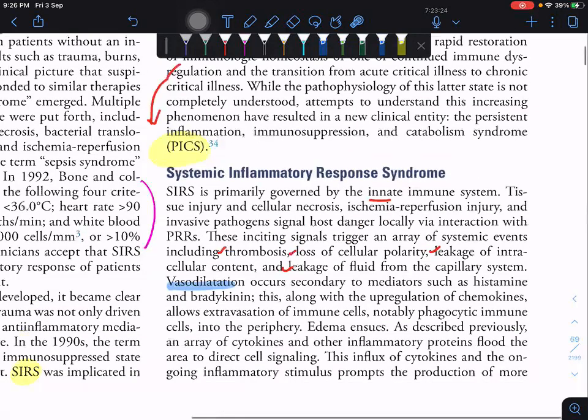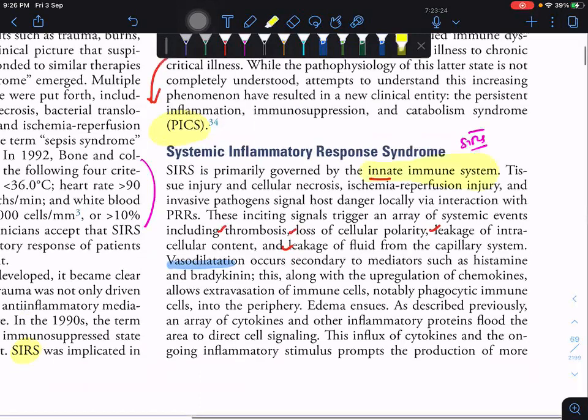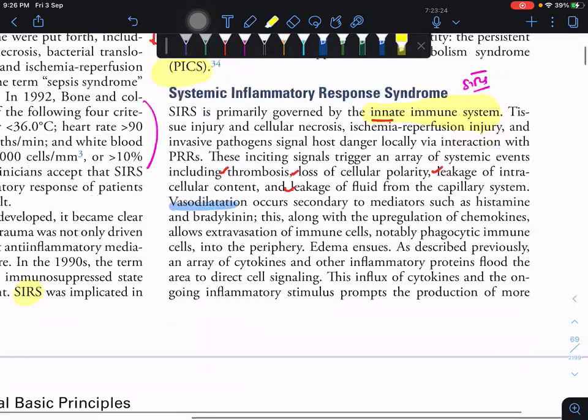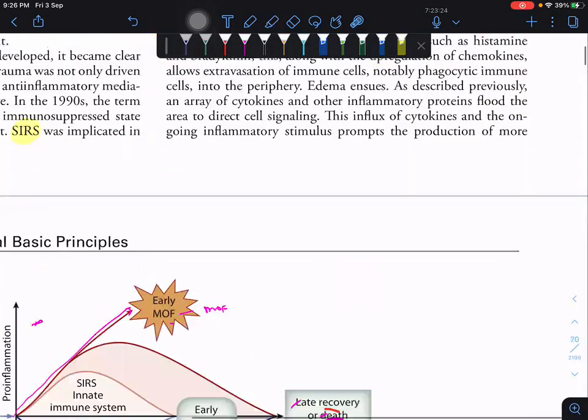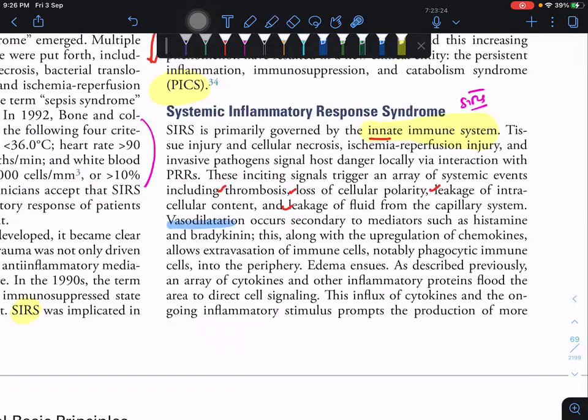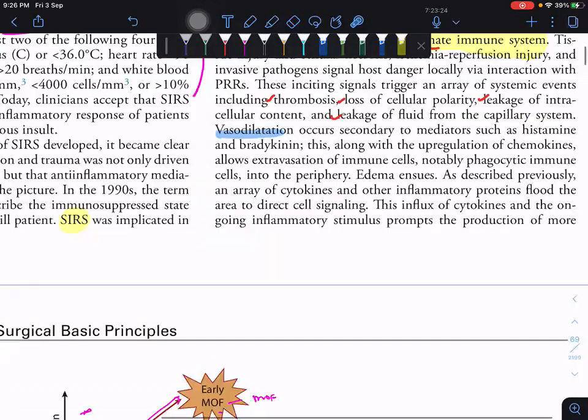Then we'll go to the SIRS. What is SIRS? SIRS is governed by the innate immune response, first MCQ: innate immune response. You're having multiple events like thrombosis, loss of cellular polarity and leakage of the intercellular components. Okay, vasodilation is happening here.